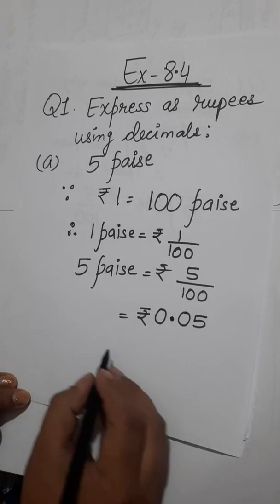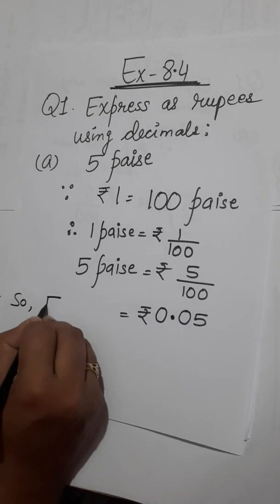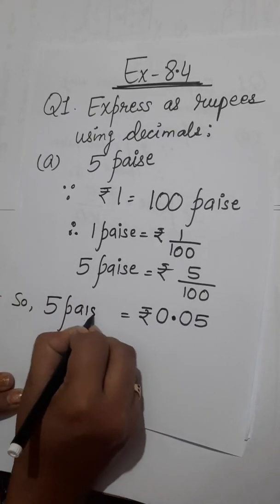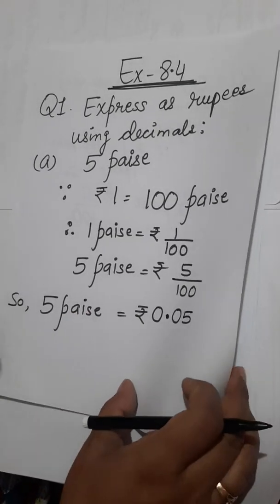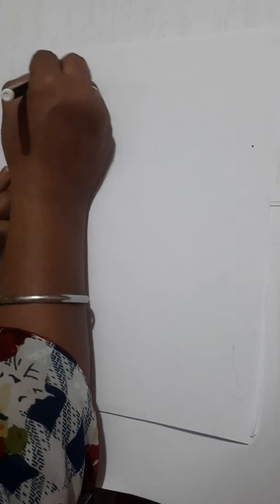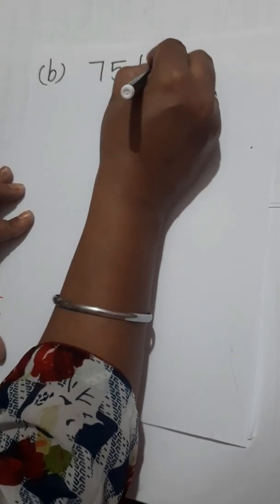So here we can say that, therefore, 5 paise is equals to rupees 0.05. So this is your part A. Now next we have B part. B part is 75 paise.